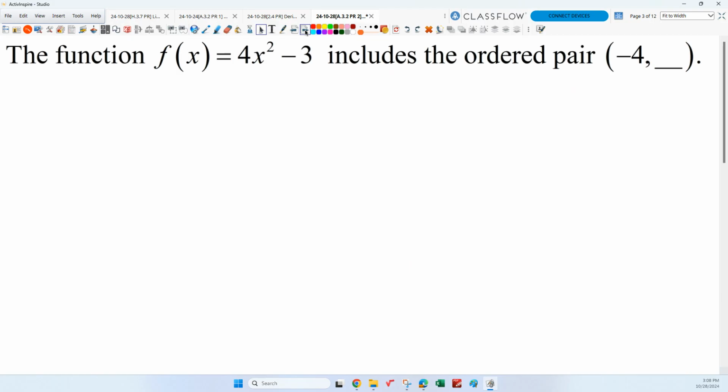Complete the ordered pair. How would I do that? So it says the function f of x equals 4x squared minus 3 includes the ordered pair negative 4, blank. What would I do? Jalen?